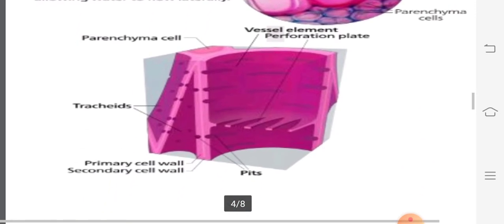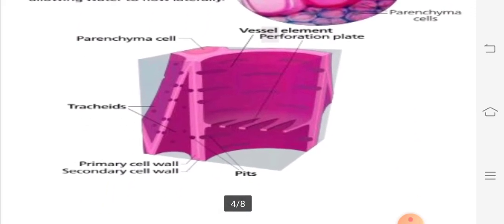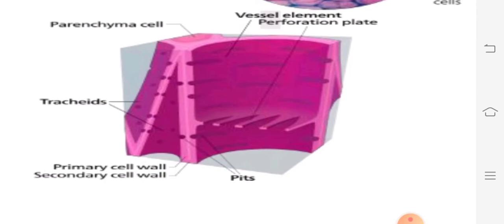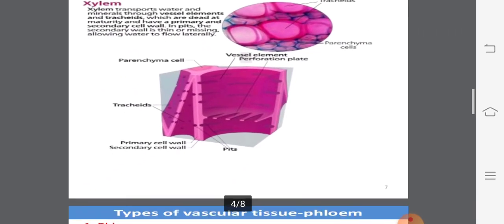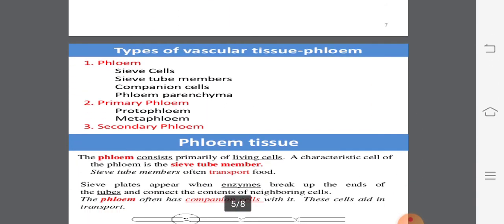The lower photograph shows the vessel elements. It shows the LS condition. You see how the pits are there. Pits are the openings in between these two walls. And tracheids are longitudinal. So the primary cell wall and the secondary cell wall are observed in very fine detail. So this is about the xylem.